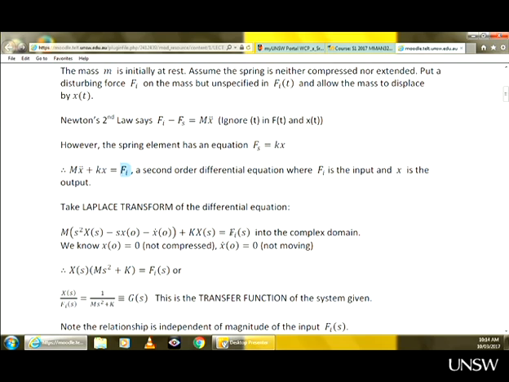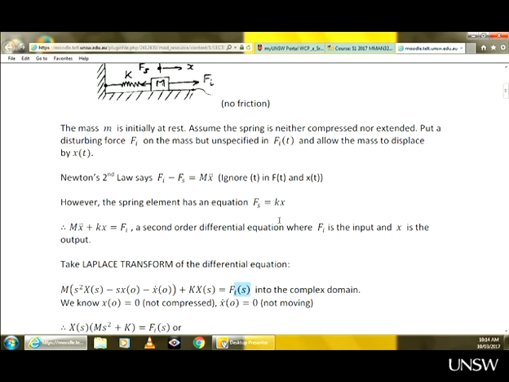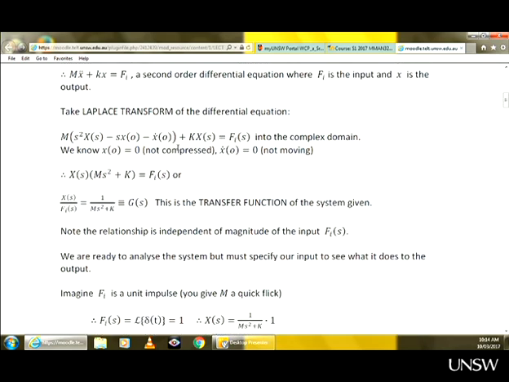Now, somewhere here we said that the spring is neither compressed nor extended, so initial condition for x is 0. And we also said that the system is, or the mass is initially at rest, which means the velocity is 0 as well. So before the force is applied, all initial conditions are 0. So therefore, x of 0 is 0, x dot of 0 is 0.